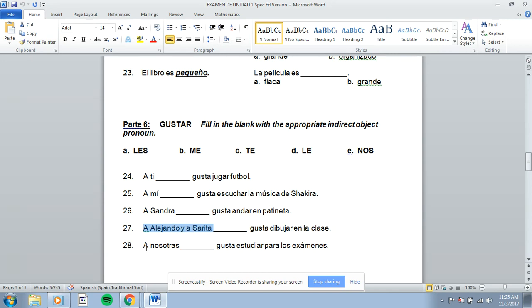And 28, a nosotras. That's more than one person, so it's on the plural side. So nos or les, and I'm one of them, it means we. So pick which one up here we would use with a nosotras. Double check for 24, 25, 26, 27, 28 that you picked A once, B once, C once, D once, and E once.